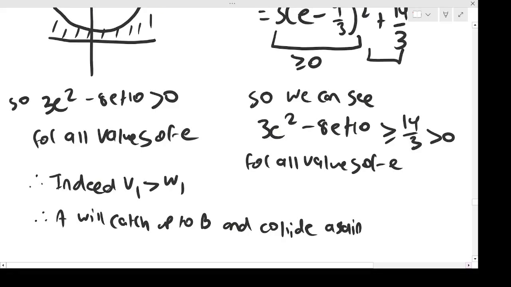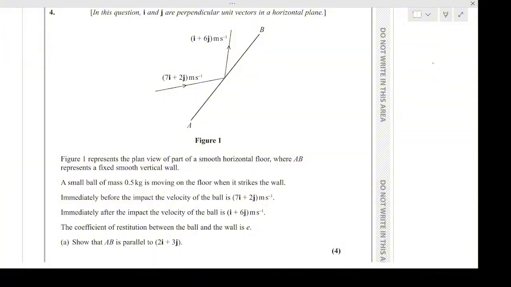But there we are. So we've got this question here. We have this diagram, and we're told a small ball of mass 0.5 kg strikes the wall. Before the impact, the velocity is 7i and 2j, which you can see there. Afterwards, the velocity is i and 6j. The coefficient of restitution is e, and we need to show that the wall AB is parallel to the vector 2i and 3j.